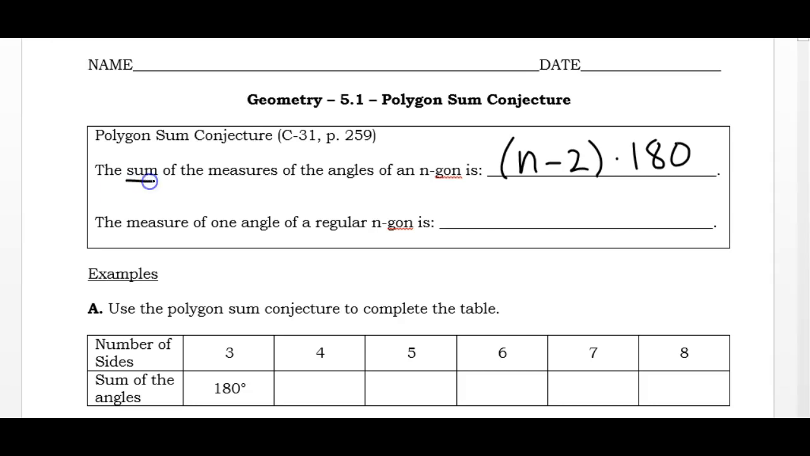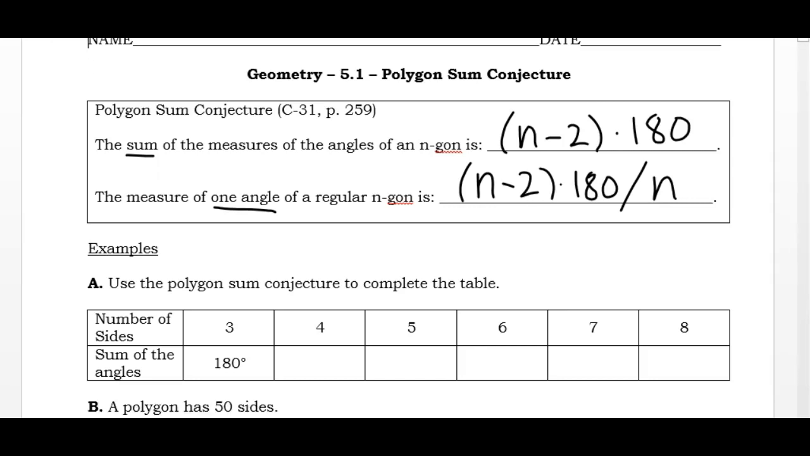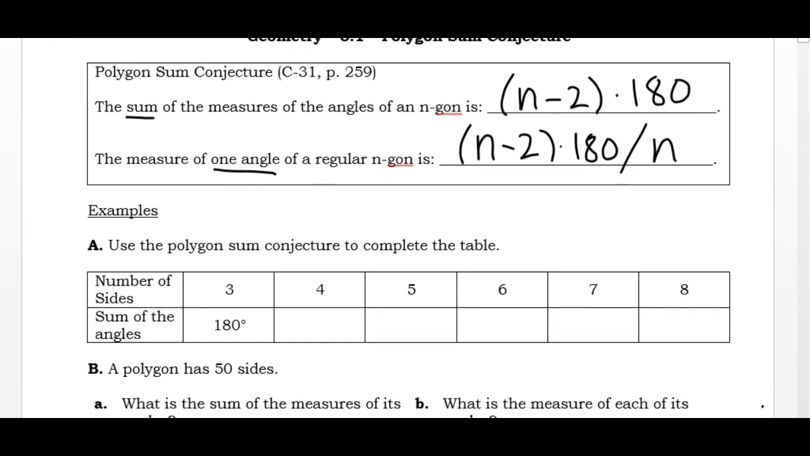If there were 12 sides, you'd put a 12 where the n is. The second piece of this conjecture is that the measure of one angle of a regular polygon is (n minus 2) times 180. Now that just gives you the sum again, but then if you divide that by the number of angles in that polygon, it'll tell you the measure of one angle. So pay attention to if you're asked for the sum, that's all the angles put together, or just the measure of a single angle, because then you'd want to divide that out.